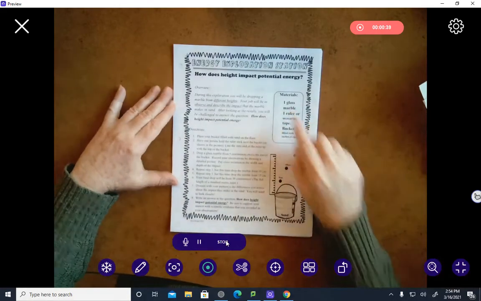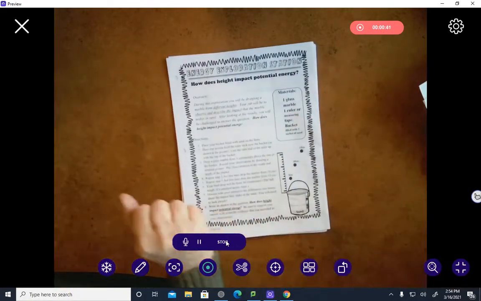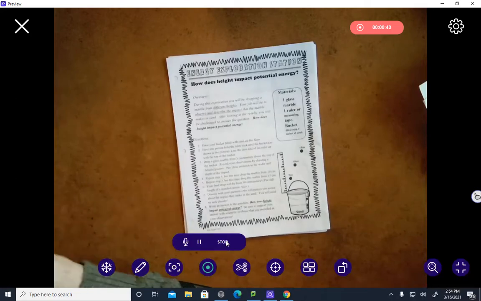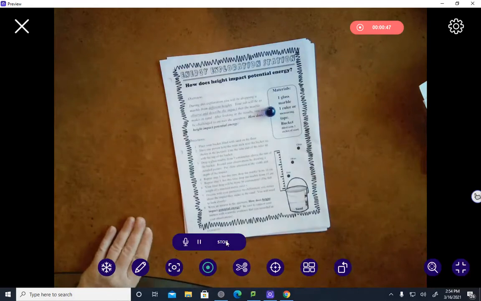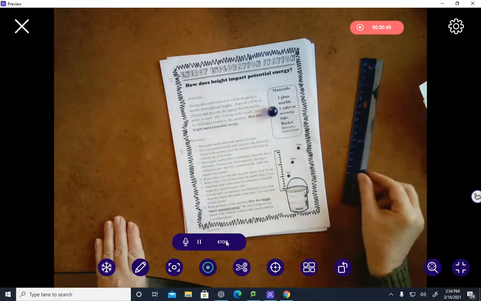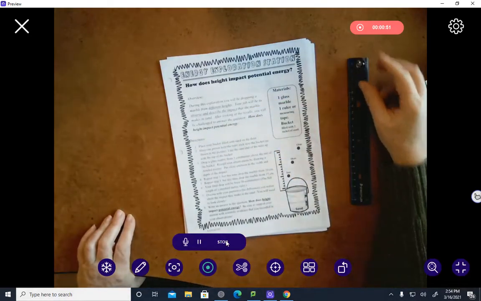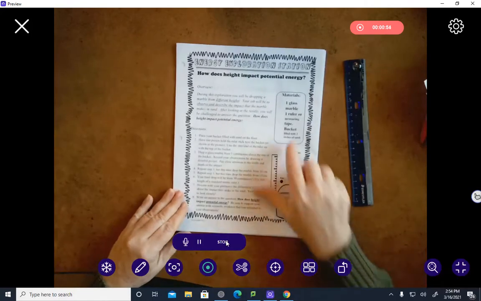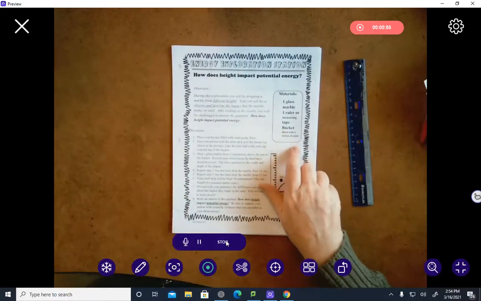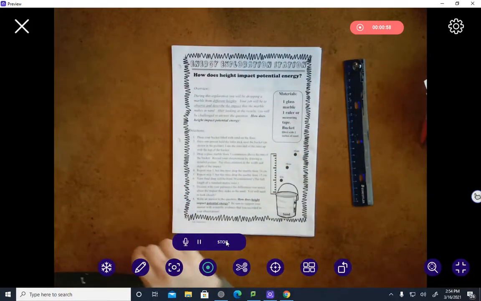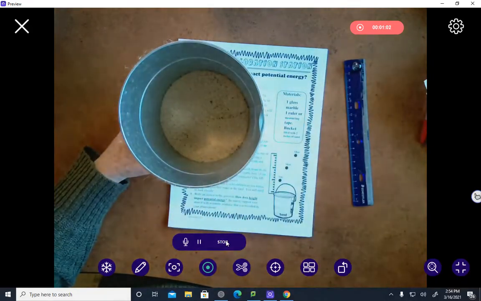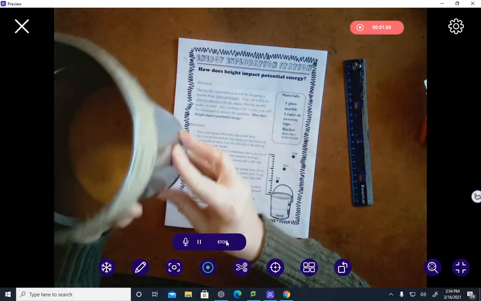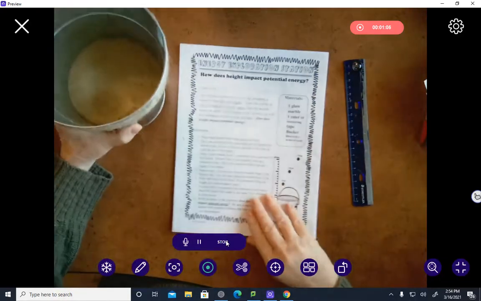So let's look at our materials. We need one glass marble and one ruler or measuring tape, and a bucket filled with 2 inches of sand. So here is my bucket filled with sand, and it is a little bit more than 2 inches of sand, so I don't know if that changes it.